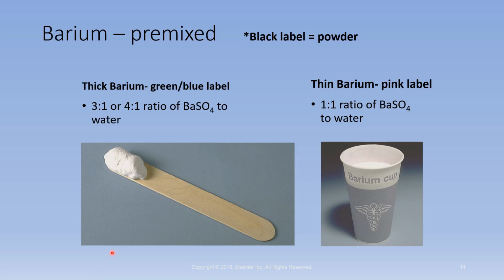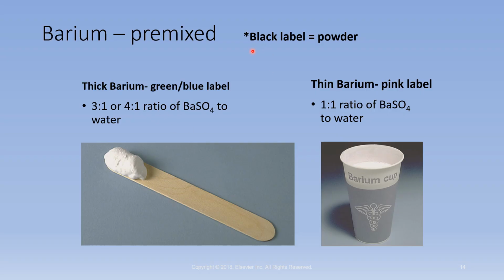Okay, so what's the takeaway? Thin barium tends to have a pink label. It's very thin, a 1-to-1 ratio. Thick barium, typically the bottle has a green or a blue label. Green is more common, blue is the older color, but that is 3 to 4 parts barium, 1 part water.